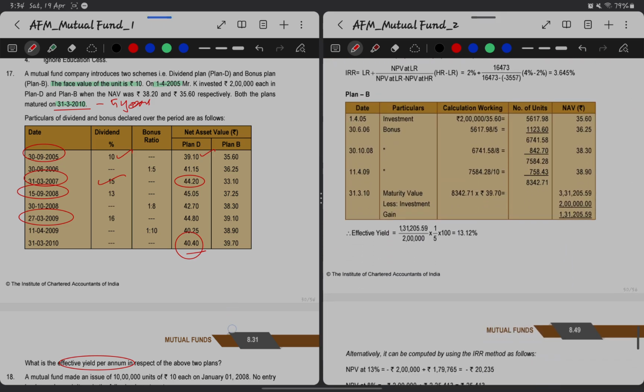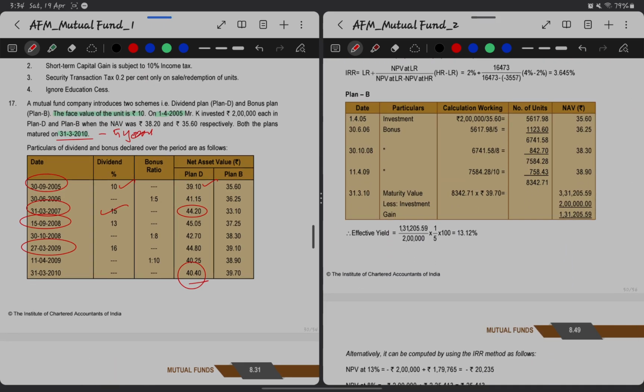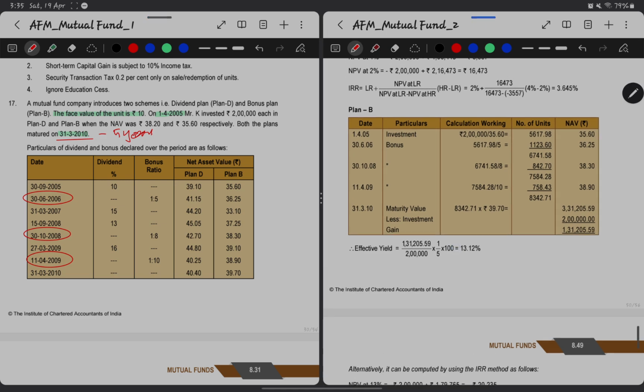Same way goes with Plan B. Plan B is about bonus issues. So in this case, bonus was issued on these dates: 30/6/2006, and then 30/10/2008, and then 11/4/2009. So these 3 dates have to be considered. On 1/4/2005 investment is 2 lakh. In the case of bonus issue, 35.60 is the NAV value. So 2 lakh divided by 35.60 will give us the number of units as on that date.